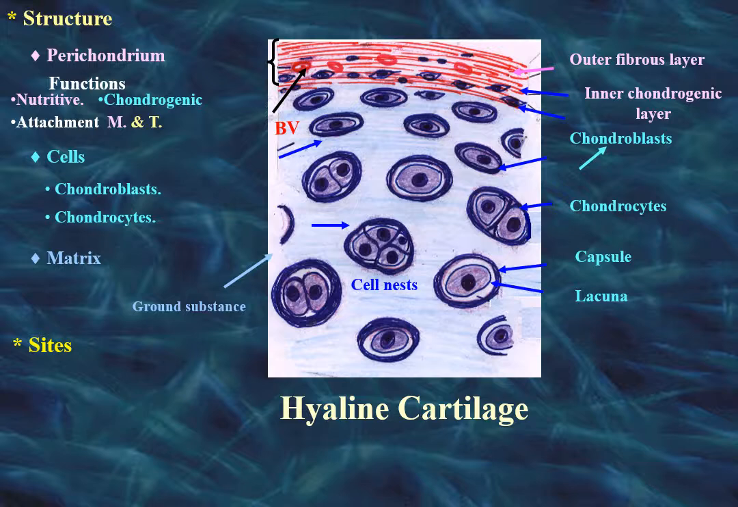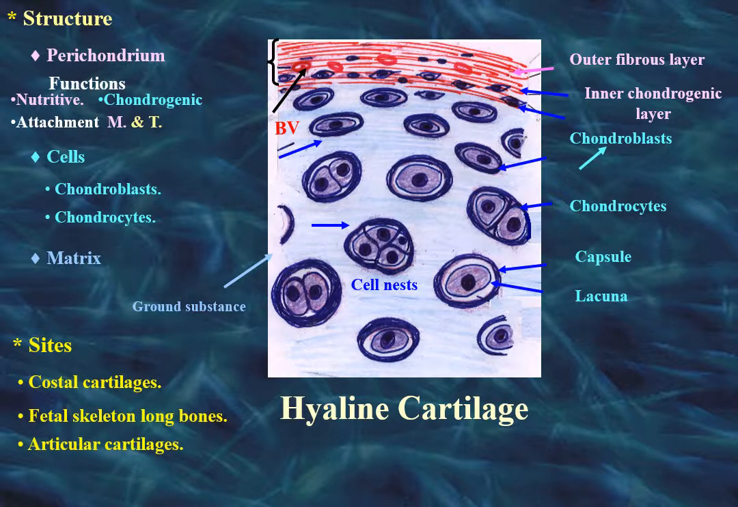Sites. Hyaline cartilage is found in costal cartilages between the ribs, long bones of fetal skeleton, articular cartilages or articular discs at the joints, cartilaginous rings around the trachea and the bronchial tree.